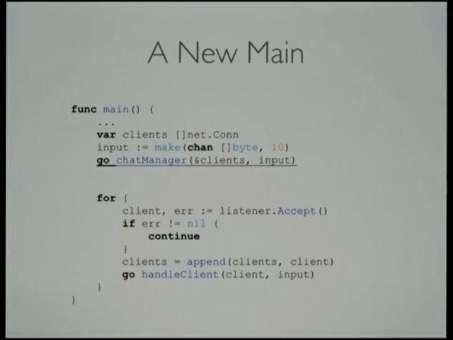Question? You were saying earlier that the append could change the pointer type. So what if someone performs an append while you're sending information back to your clients? The question is, what happens if this is appending while chat manager is using the clients, right? I haven't actually thought through all of the implications. It's probably safe because this will be either atomically adding a new item to an element or atomically returning a new array. But it's probably generally bad form to do that.